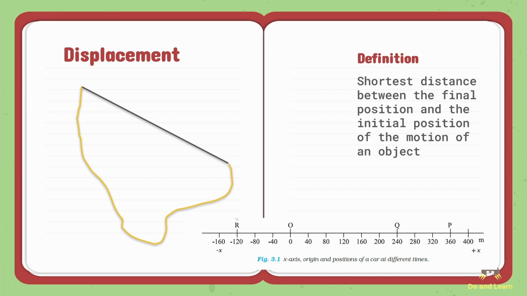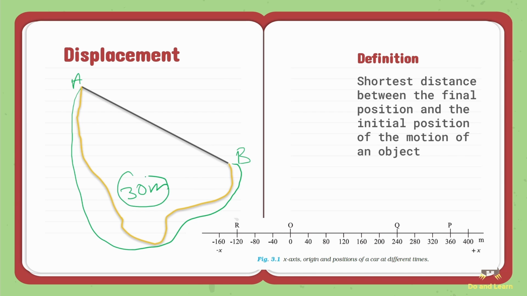Look at another picture, the two lines A to B. If an object is traveling from A to B in this way, suppose it is covering 30 meter. So distance is equal to 30 meter. Displacement will be the shortest distance from A to B. It will always be less than 30 in this case. It can be 20. This is called displacement.